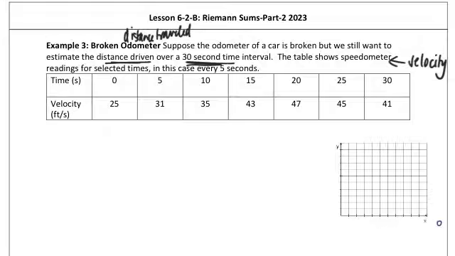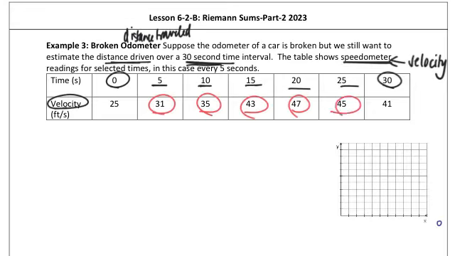And then they're saying the table is showing you the speedometer or the velocity readings from 0 to 30 seconds, right? So here's 0, here's 30, and we have it every 5 seconds. The table is showing us the velocity at that instant, right? And we are being asked to find the distance traveled, right?